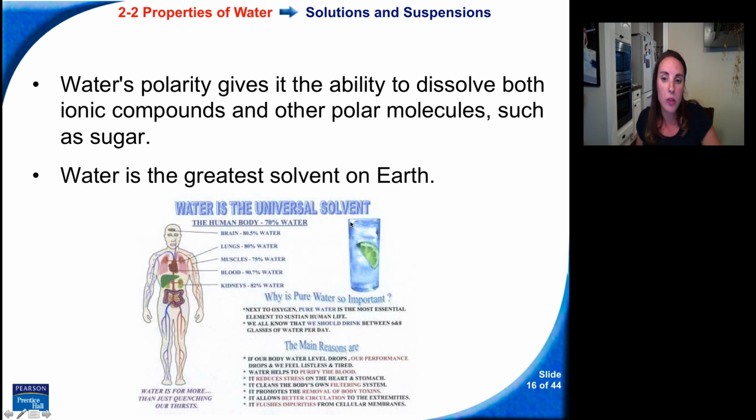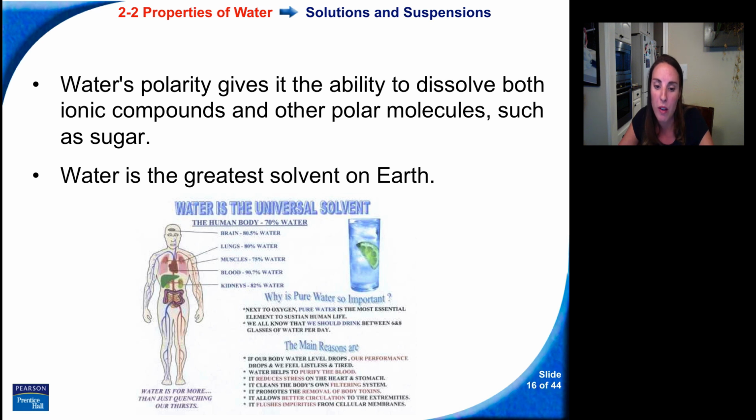It is the universal solvent, and if we look at the amount of water in the human body, it's approximately 70%. The brain's 80.5%, lungs are 80%, muscles are 75%, blood's 90%, kidneys are 82%. So water is important because it's essential to sustain life, and we all know we should be drinking 6 to 8 glasses of water a day. The main reason is, if our body water level drops, our performance drops, and we feel tired.